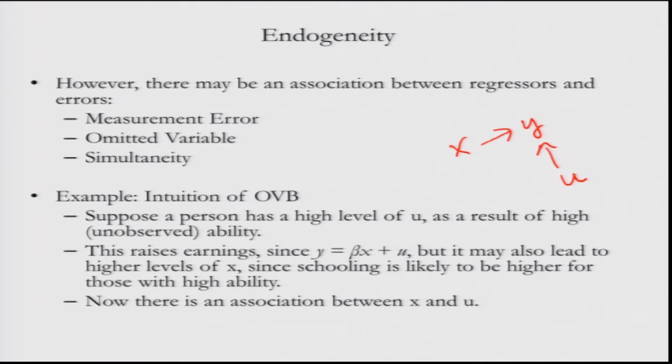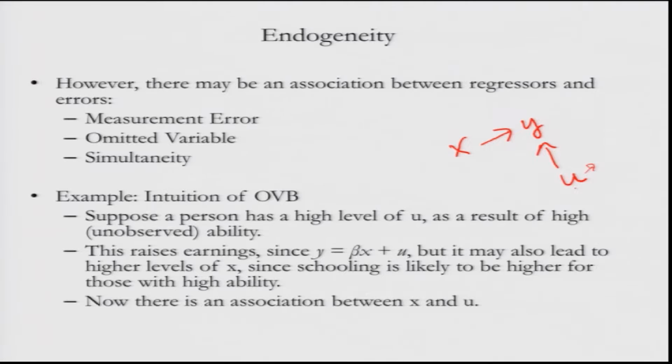x leads to y, u also leads to y, but x and u are not related. We have a direct effect of x on y and a direct effect of u on y. And now what I am saying is that ability is part of this u over here and ability affects y.